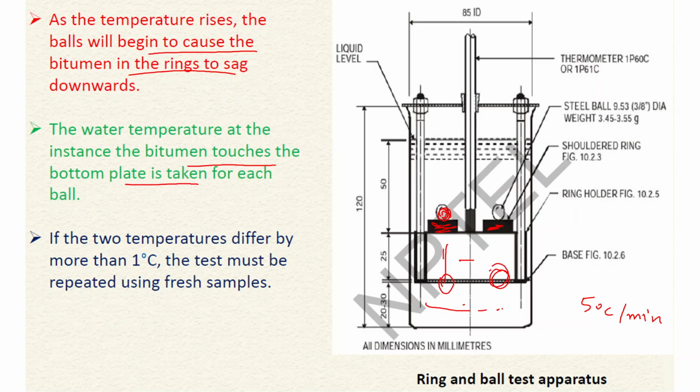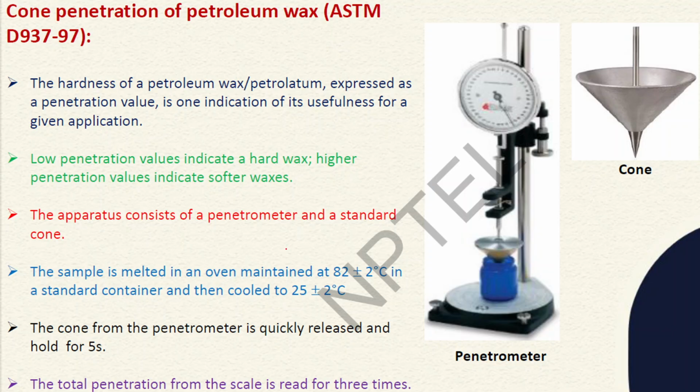At this point, when the balls completely fall down, the temperature of the water is taken. If the two temperatures differ by more than 1 degree C, the test must be repeated using fresh samples. If these two balls fall at different temperatures, where the difference is more than 1 degree C, then we need to repeat this test again.